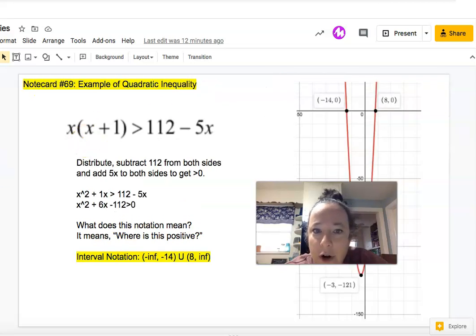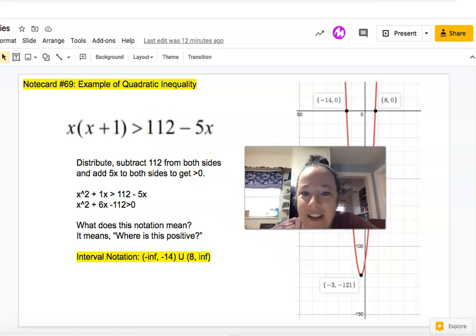All right, now we're on to note card 69. This one looks a little bit trickier. We've got some parentheses here. We don't have a 0 over here. So of course we need to distribute. After we distribute, which right here I distributed x squared plus x, excuse me, then we're going to need to subtract 112 from both sides and add 5x to both sides.